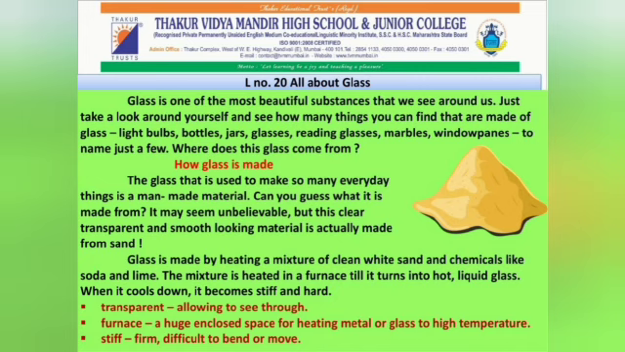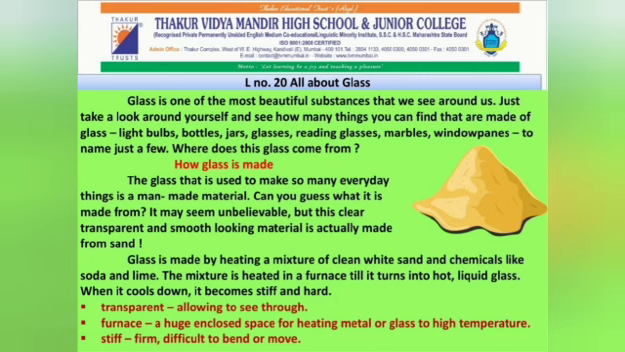In this paragraph, we learn that glass is the most beautiful and a special kind of substance from which many useful things can be made. We are surrounded by many things made of glass, whether it be the light bulbs, bottles, jars, glasses, reading glasses, means the spectacles which most of us wear, marble and window panes, etc. Now let's see, where does this glass come from? Let's read the next paragraph.